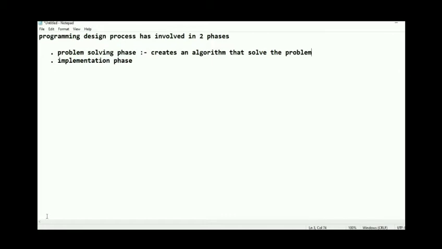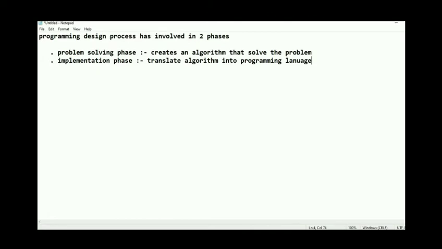Now we will see about the implementation phase. What is the implementation phase? Implementation phase means it translates the algorithm into a programming language. We can translate any algorithm into a programming language by using the implementation phase. It is the completely coding part. Here it translates whatever algorithm we created into a programming language.